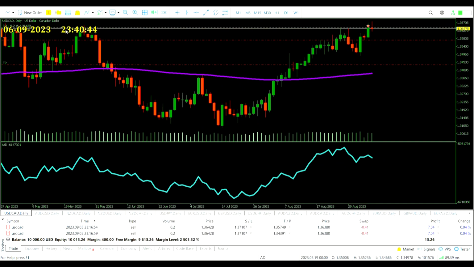Alright, back tomorrow. Our US dollar Canadian trade is going a little bit good for us. Continued to push up, but it's turned into a reversal candle. Down it comes, just about $6 up on each of them at the moment. It is costing us on the swap as well. So hopefully we can hit the take profit soon.